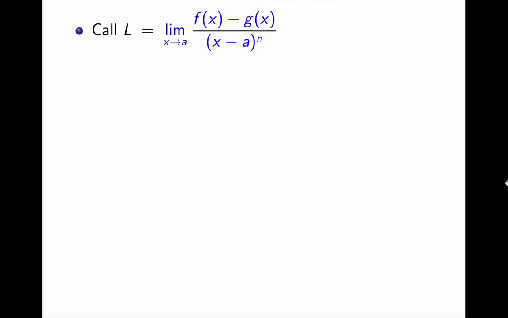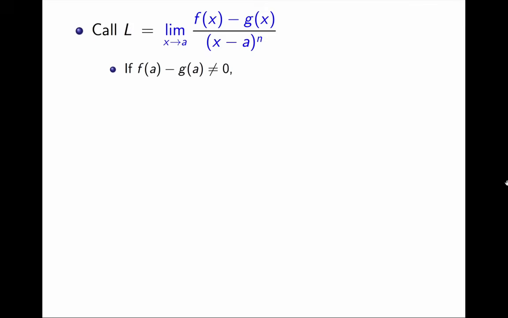Let us call this limit L. I'll admit that this notation is a bit problematic because this limit may not exist, but for simplicity, I'll refer to this expression as L whether the limit exists or not. I have the limit of a quotient. The limit of the denominator is 0. Since f and g are continuous, the limit of the numerator is f of a minus g of a.